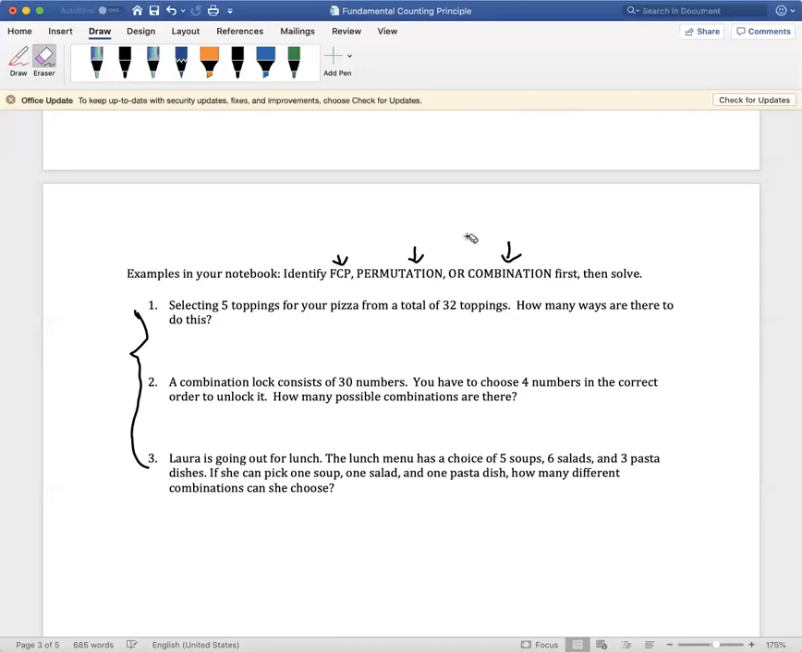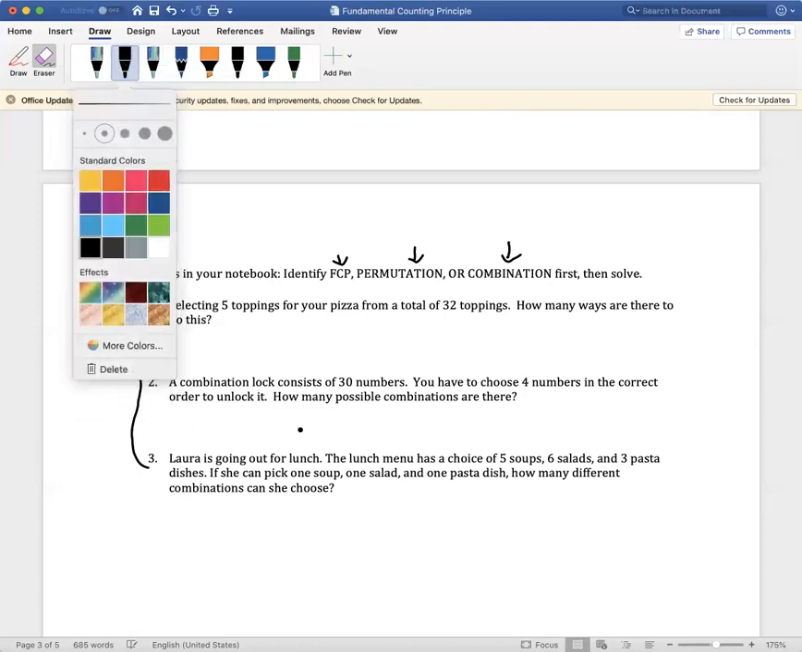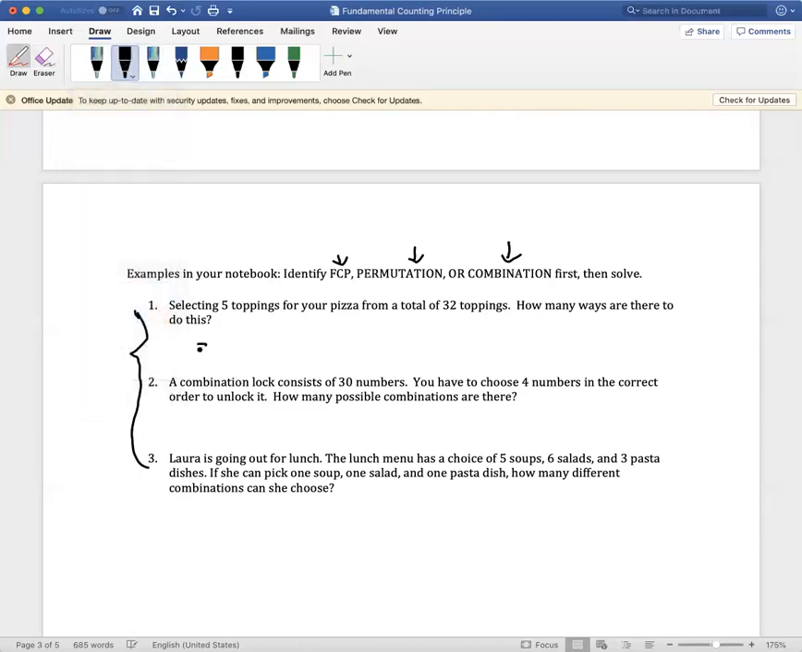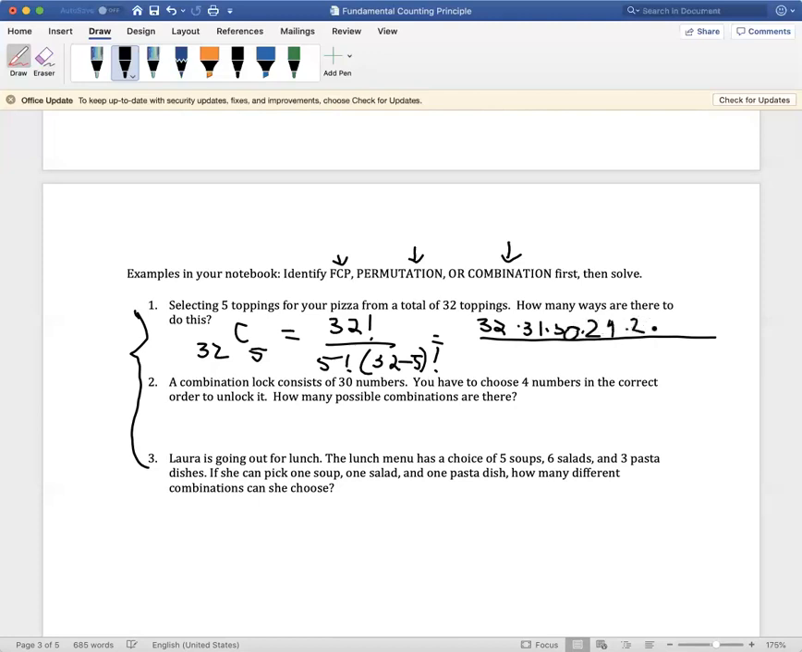So what are we doing? Well, we want to figure out what 32C5 is. That's the same thing as saying 32 factorial divided by 5 factorial times 32 minus 5 factorial. Well, again, 32 factorial is 32, 31, 30, 29, 28, 27, all the way down to 1. 5 factorial is 5 times 4 times 3 times 2 times 1. 32 minus 5, that's 27, so 27 times 26 times 25, all the way down to 1.